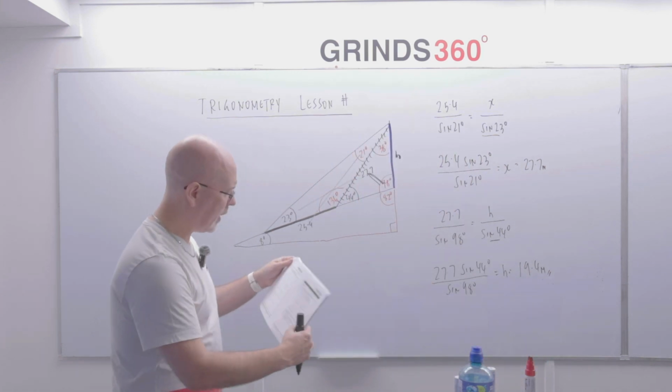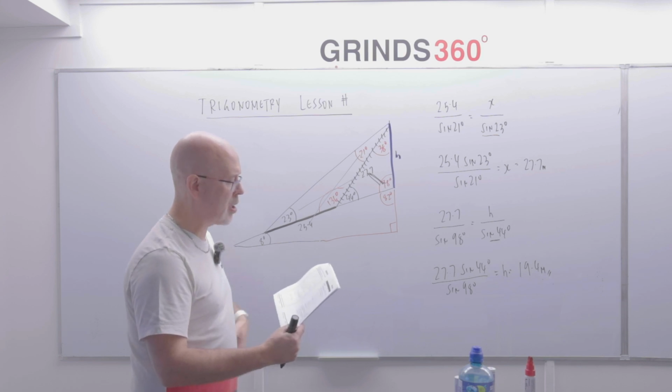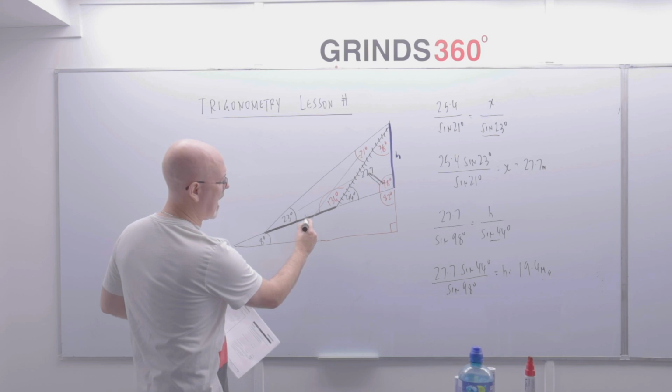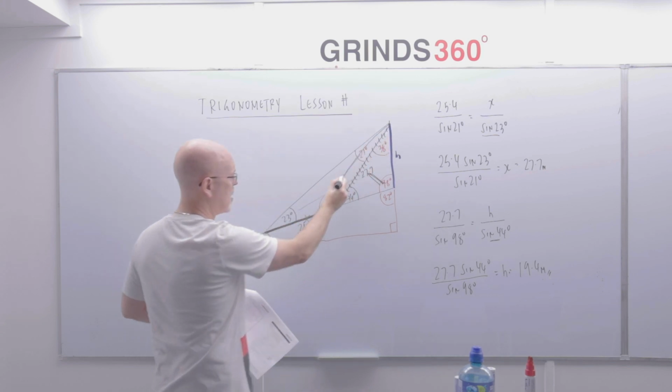And then part 2 on the next page, the last part, it says a zip line is run from the top of the tower to a point on the slope exactly halfway between P and Q. So there's a point down here somewhere, exactly halfway between P and Q, and we're running a zip line from the top of the tower down to that point there.